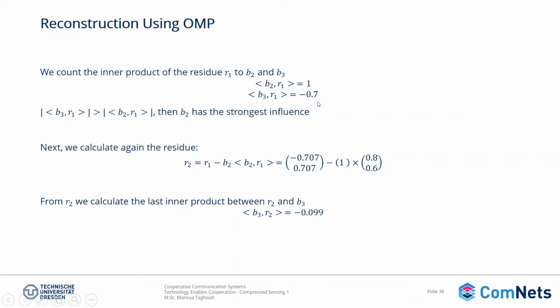And here you could notice that B2 has the strongest influence because the absolute value of the inner product was larger than the other one. And next we calculate again this residue using the R1 and B2 and so on. And finally, from the new residue that we obtained, we calculate the last dot product between R2 and B3, and we obtain this specific value.